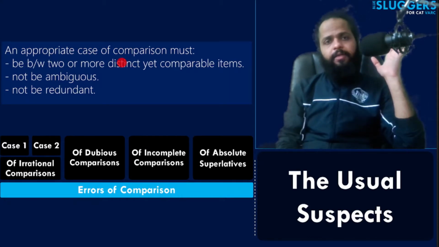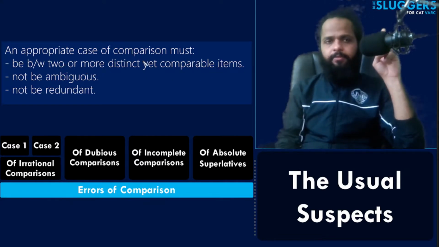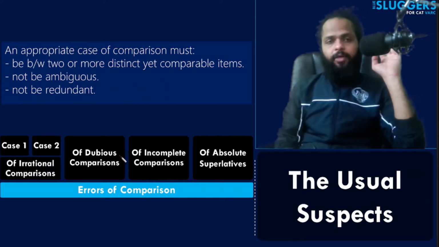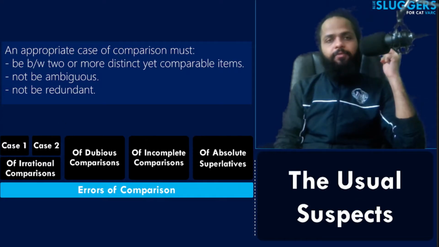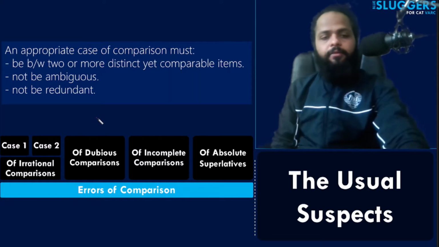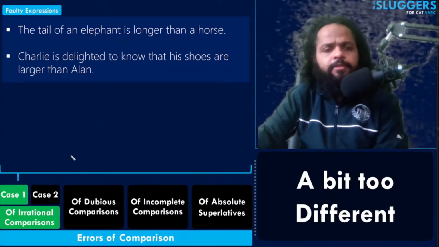It says an appropriate case of comparison must be between two or more distinct yet comparable items. Next, it must not be ambiguous. There should be no ambiguity there, and it must not be redundant, so there must not be any unnecessary repetition. So these conditions must be followed. Each of these errors of comparison that we'll go through, in a sense, violates one of the conditions mentioned here, and we'll see how. So let's start with the first category of errors.